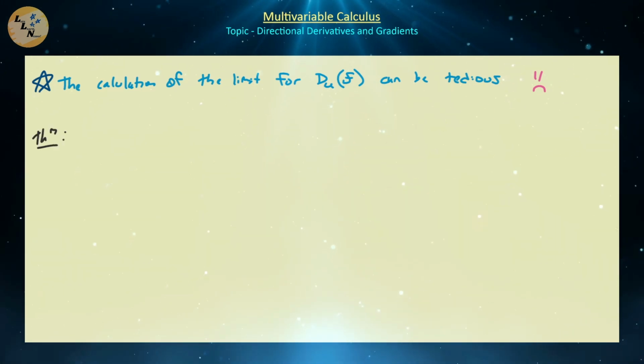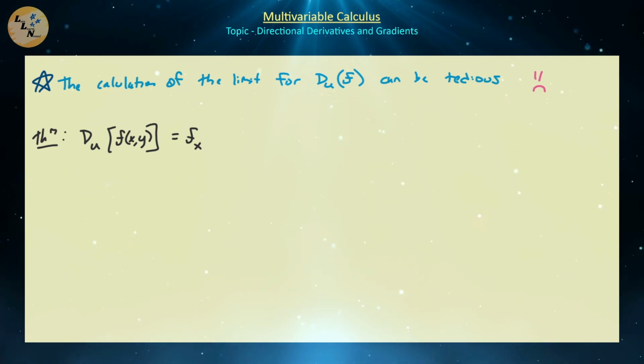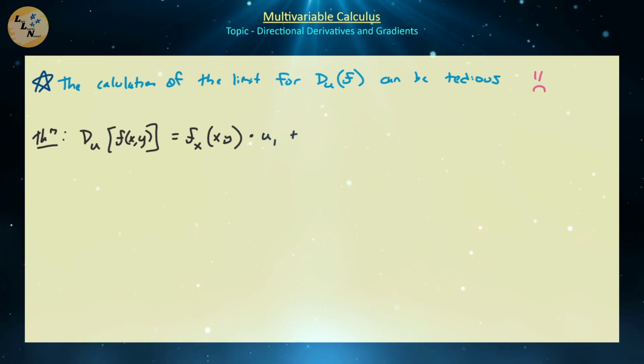So this theorem says the following: that the directional derivative of a function f at (x, y) in the direction of u is actually equivalent to finding the partial derivative of the function f with respect to x at the point (x, y) times the value of the unit vector's first component u1, and then the partial derivative of f with respect to y at the point (x, y) times the value u2 of that unit vector.